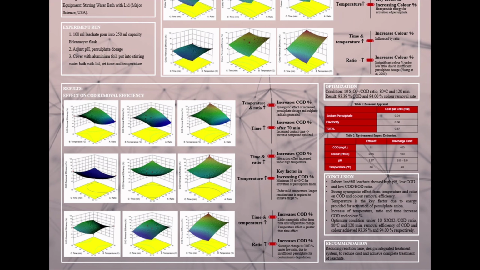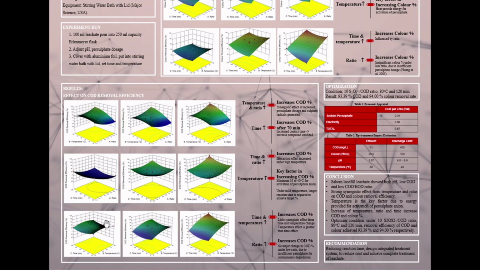This is the experiment run. First, 100 ml of leachate poured into 200 ml capacity Erlenmeyer flask. After adjusting pH and persulfate dosage, it will be covered with aluminum foil and put into the stirring water bath with lids and then set time and temperature.